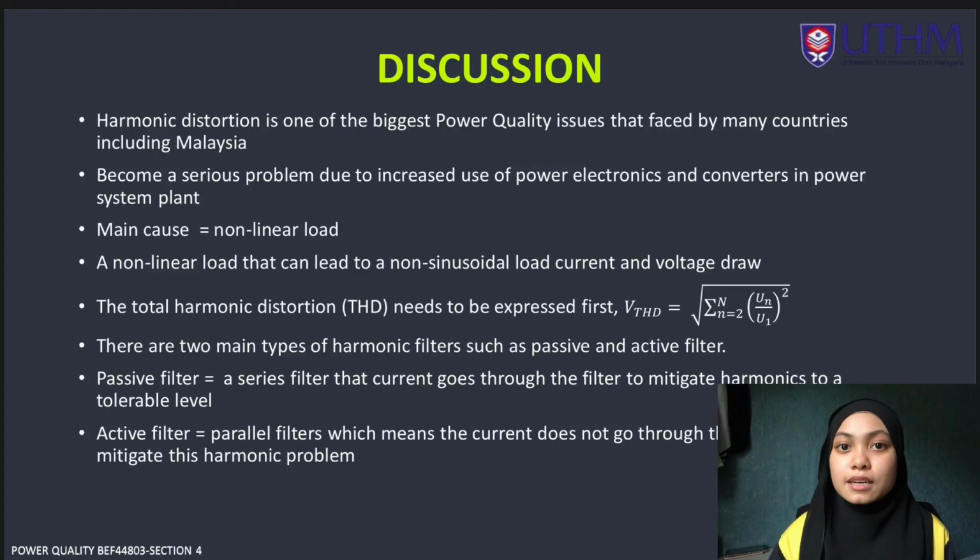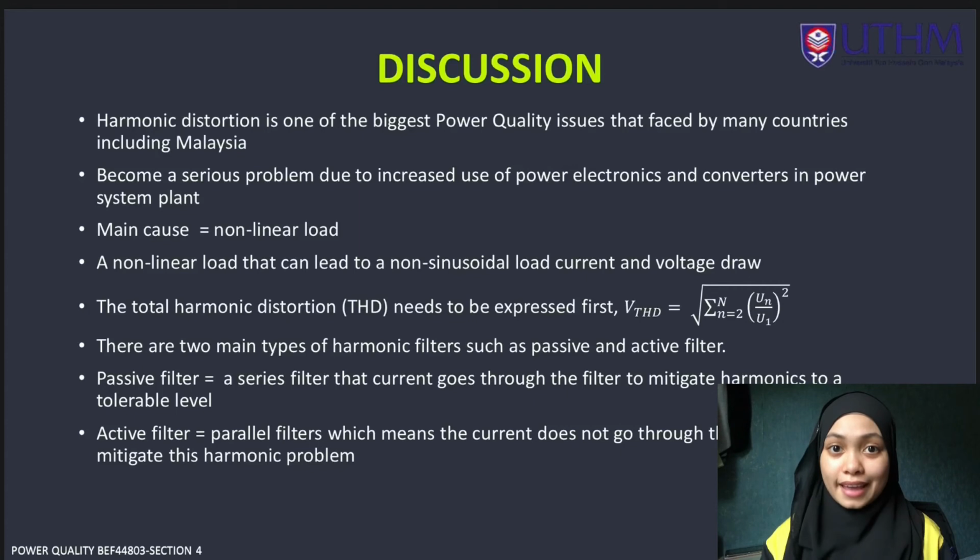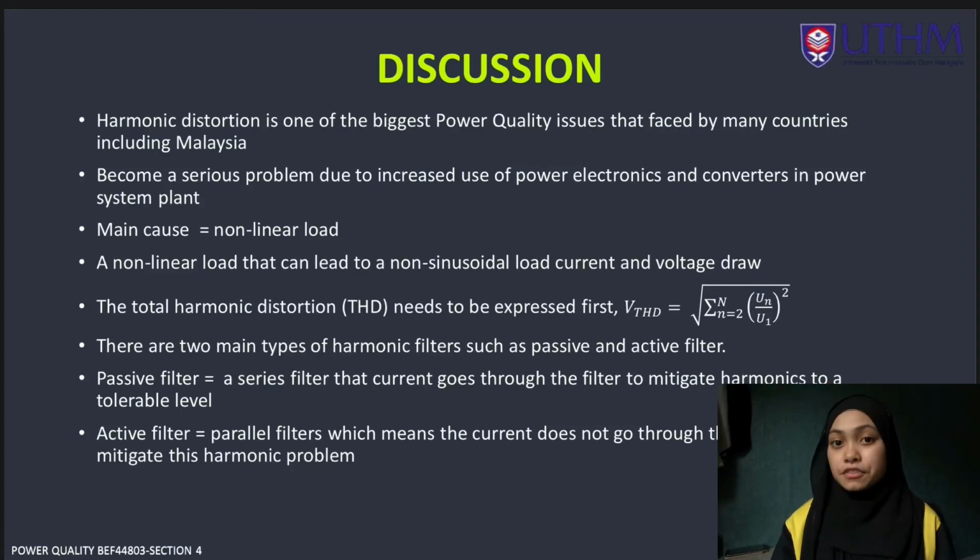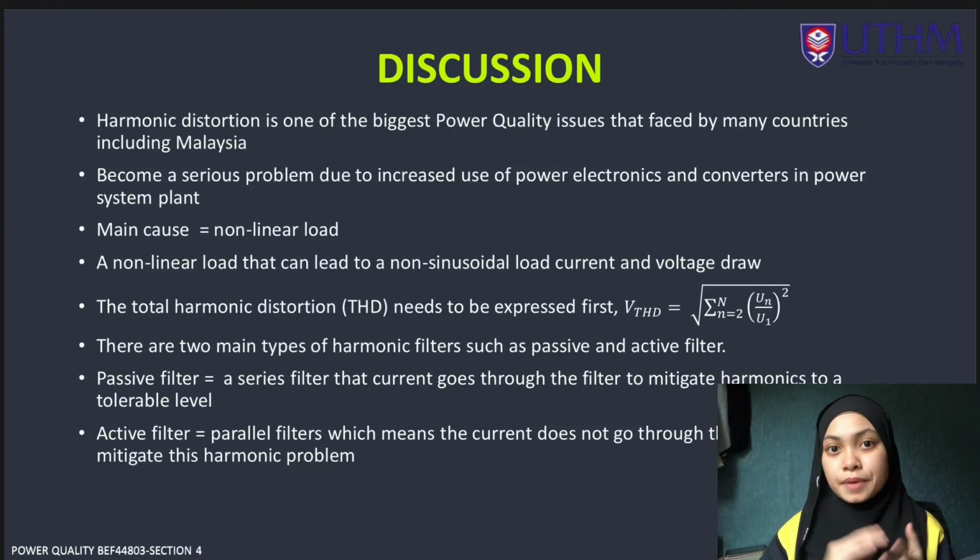Total harmonic distortion must first be expressed using the VTHD formula. Next, there are two main types of harmonic filters, passive and active filters. A passive filter is a series filter where current goes through the filter to mitigate the harmonic to a tolerable level. An active filter is a parallel filter where current does not go through the filter, and it is used to mitigate the harmonic distortion. For the conclusion, my friend Nurul Shahirah will explain it.